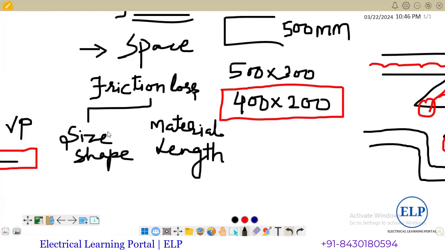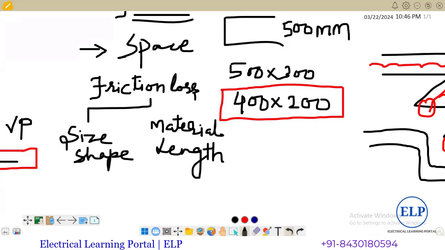Now, what is the meaning of size? Size means you have to follow the aspect ratio. Aspect ratio says that we have to design our ducting in such a way that the ratio of width by height should be 1:4. So this is the size. Our ratio should not go beyond 4 and it should not go below 1. So this is the meaning of size here.